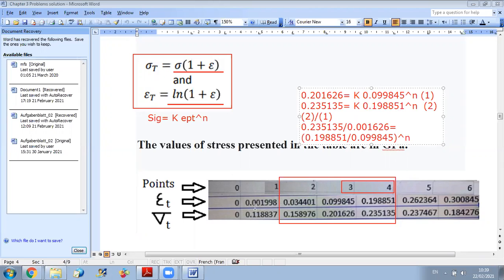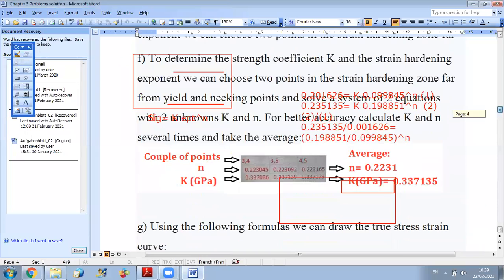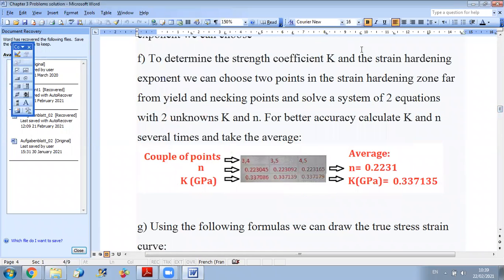So if sigma is in gigapascal, then you get k in gigapascal. If the values you used for sigma are in megapascal, then you get k in megapascal. You can repeat this calculation for points 2 and 3, and for points 2 and 4, and solve several times for k and n, and you will see that you will obtain very close results. So here is the summary of the calculation.